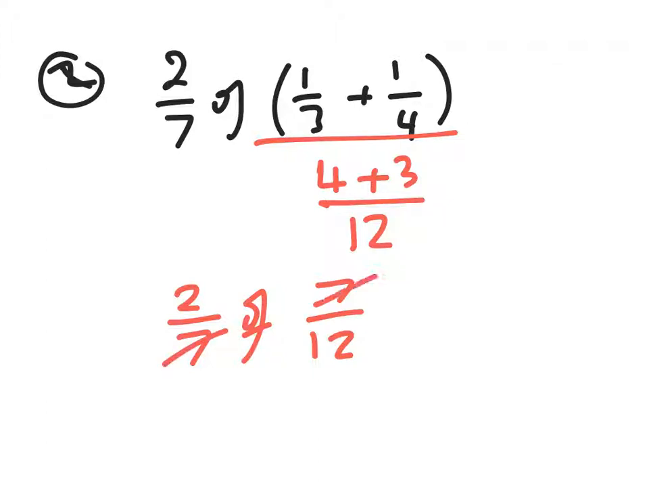The 7s will cancel each other out. 2 goes in there once and in there 6 times. So that gives a final answer of 1/6.